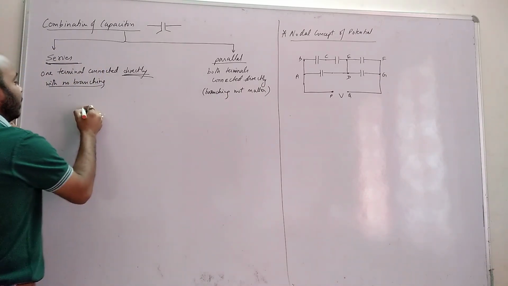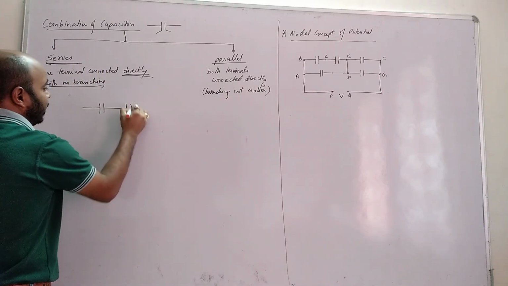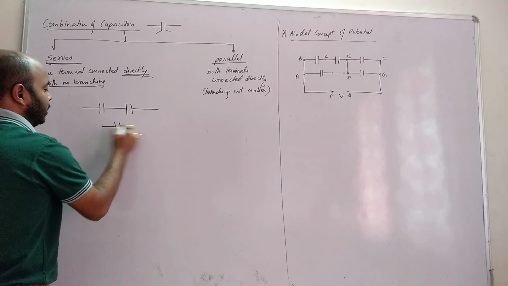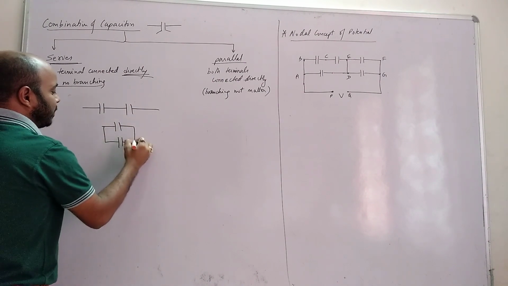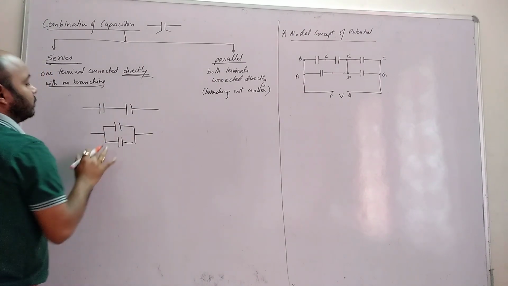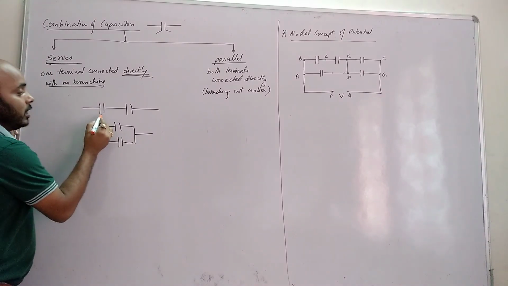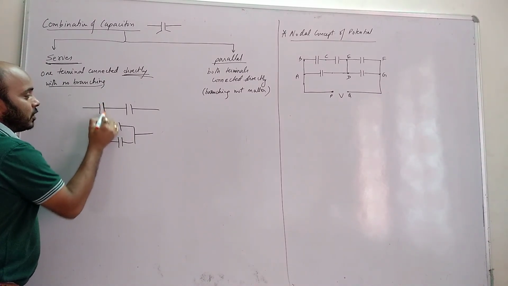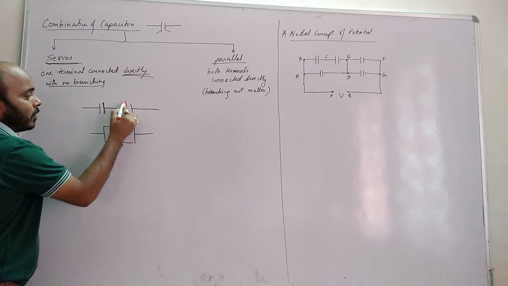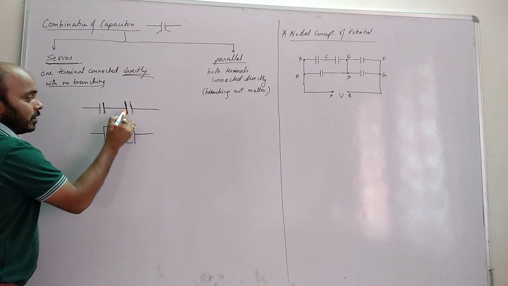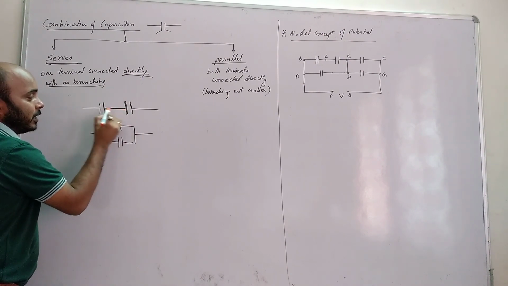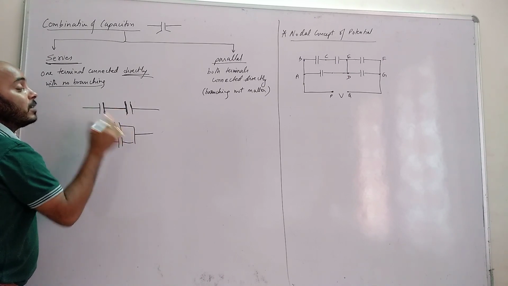Then we'll understand. Like the first one which I have told you, like this. Second one. These are the four easiest parts which you studied in class 10 also. See here, in this, one terminal of the first capacitor is connected with another terminal of the second capacitor. They are connected directly, there is no branching. So they are in series.